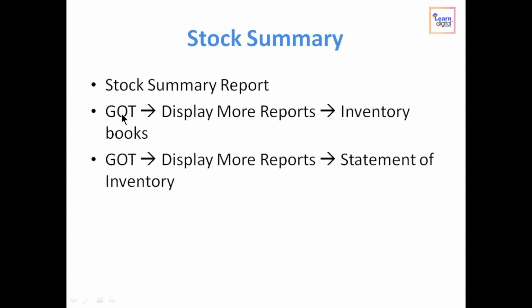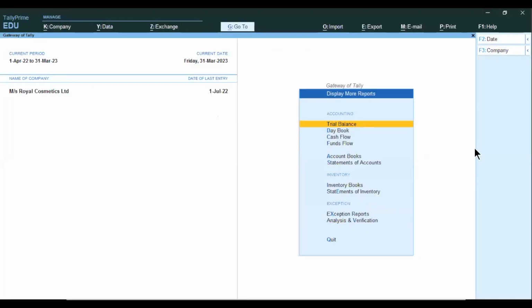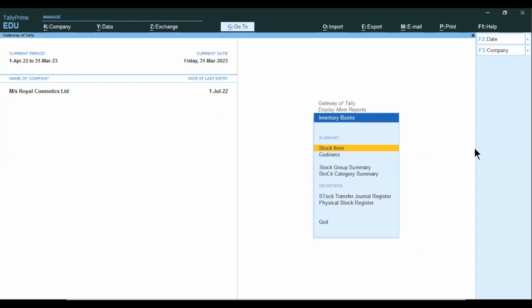Or we can check stock reports through the Gateway of Tally: display more reports, inventory books. Open that particular report, and here we can check the stock item wise report, godown wise report, stock group summary wise report, or stock category wise report. If we have transferred goods from one godown to another, that can be checked, or the physical stock register can be checked through these inventory books.